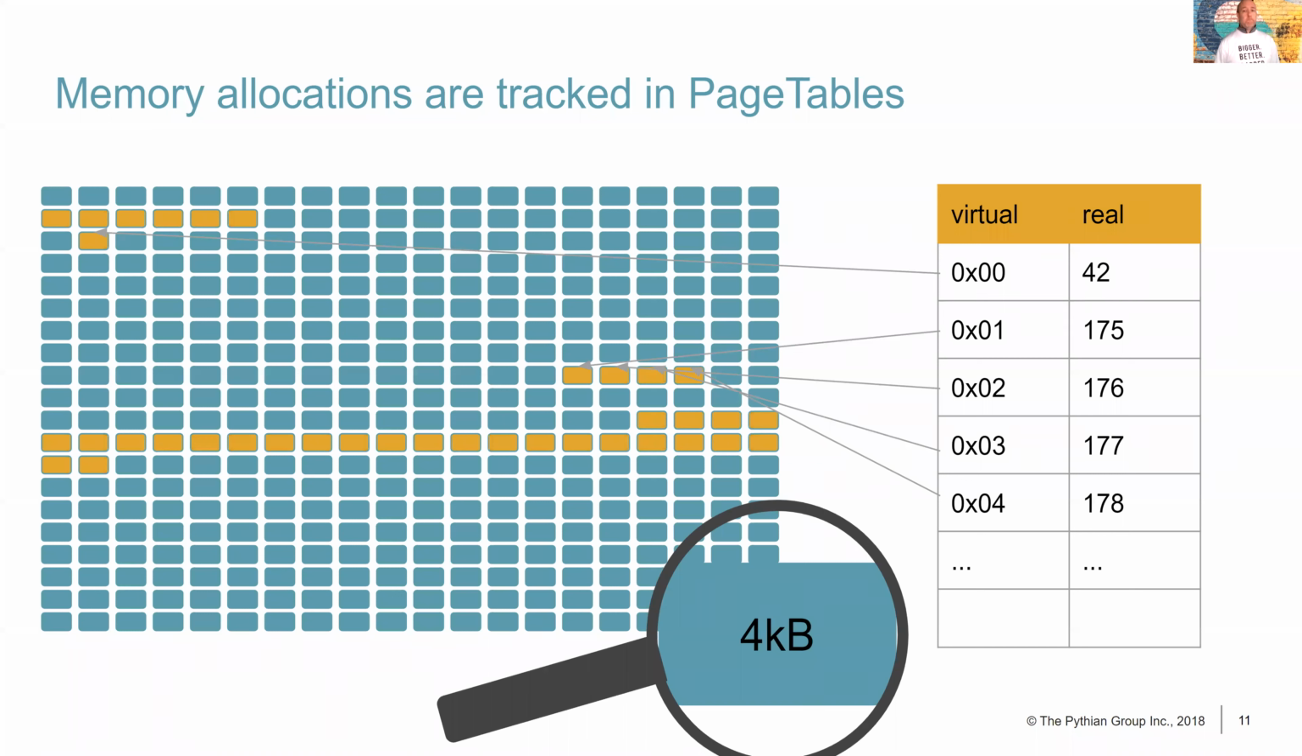So in order to track these pages, the kernel will use page tables. These are memory structures that keep the pointers from the virtual to the real memory segments. And here's a very important piece of information. Each of these entries uses typically 4 kilobytes in size. Not the entries in the table, but the segment allocated.